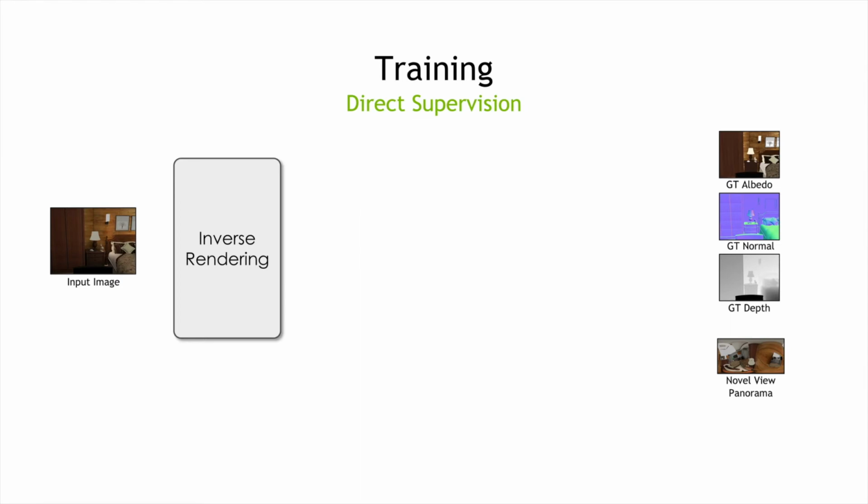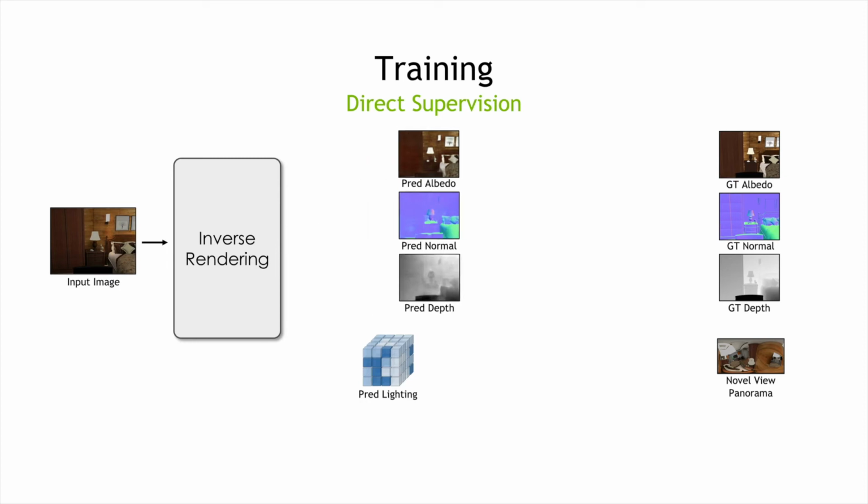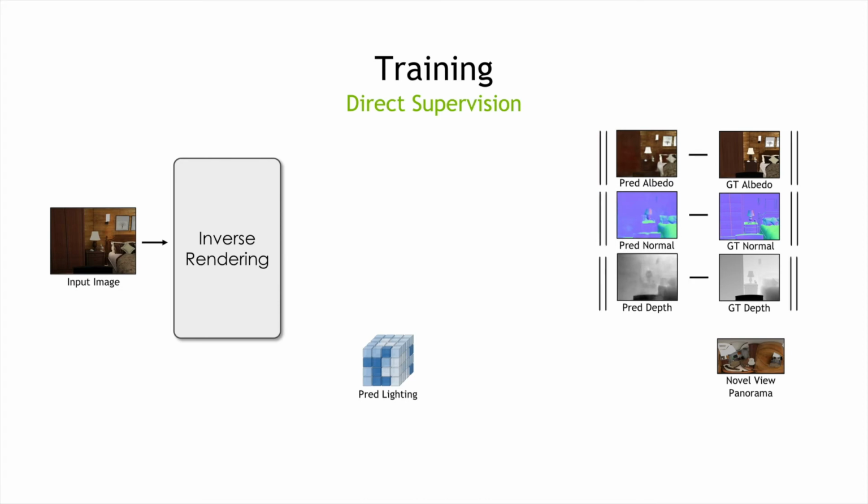With the input image, our model predicts intrinsic images and the lighting volume. For albedo, normals, and depth, we can directly enforce the consistency of the prediction and ground truth. For lighting supervision, with a novel view camera pose, we can query into the lighting volume and render a predicted novel view panorama. We enforce this rendered novel view to be consistent with ground truth and thus supervise the LDR part of the lighting volume.